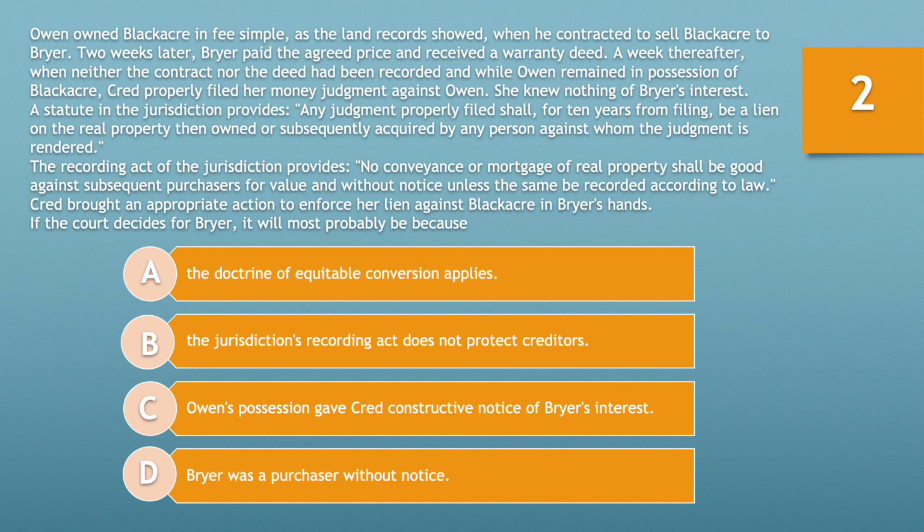If the court decides for Breyer, it will most probably be because A. The doctrine of equitable conversion applies. B. The Jurisdiction's Recording Act does not protect creditors. C. Owen's possession gave Cred constructive notice of Breyer's interest. Or D. Breyer was a purchaser without notice. Take 10 seconds and choose the best option.